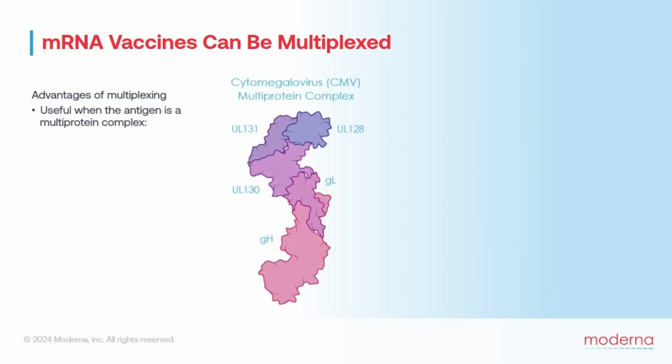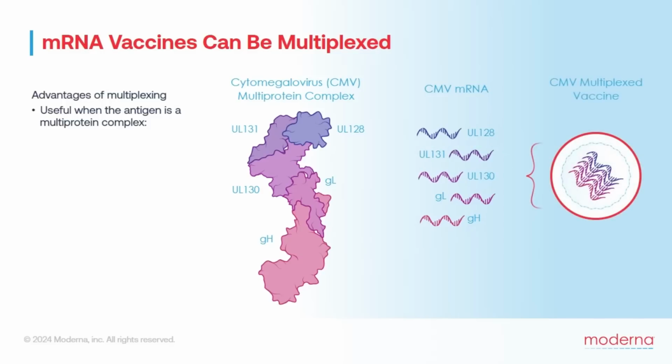In the case of cytomegalovirus, CMV, one key antigen is a complex of 5 different protein subunits. Combining all 5 mRNAs, each encoding the instructions to make one of the individual subunits, into a single vaccine enables antigen-presenting cells to produce all 5 proteins simultaneously, assemble them properly, and efficiently display the complete complex on their outer surface. This multi-protein complex generates a much more robust immune response than if only one subunit were displayed.